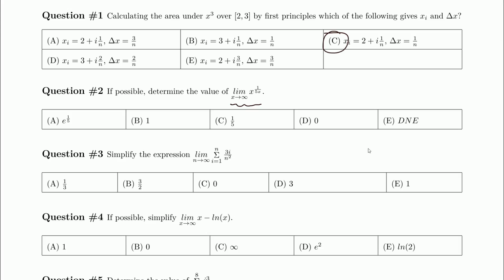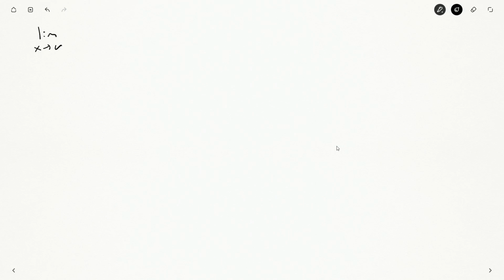Okay, well, we do a little bit of investigation. We've got x to the 1 over 5x. Sometimes I read things, but my mouth doesn't agree with me. Okay, so what happens? Just really basically plug in.